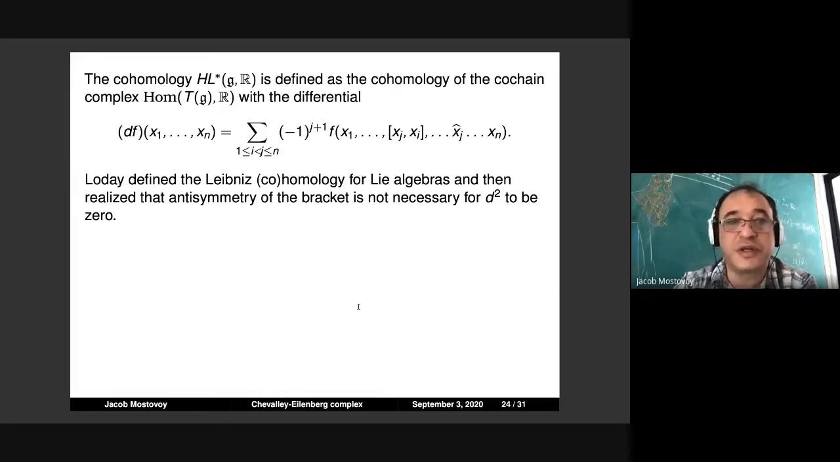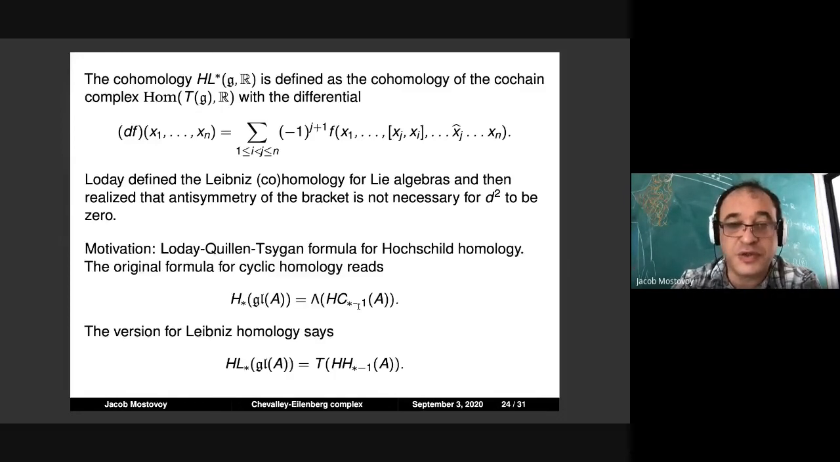I forgot to mention the Leibniz algebra cohomology. I apologize. Leibniz cohomology was probably the main reason for Loday to introduce these things. The complex for Leibniz cohomology is exactly the same as for Lie algebra cohomology, but instead of the exterior powers, we take tensor powers. And this is probably justified by the following formula.